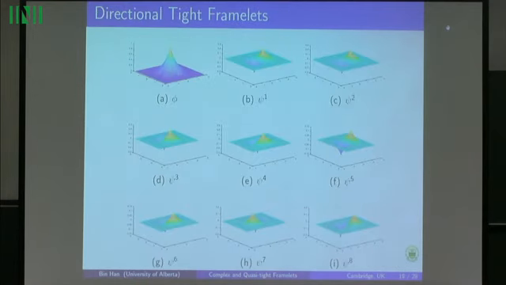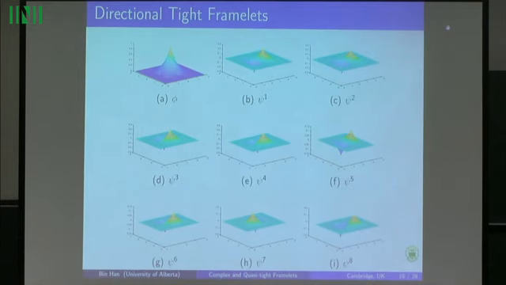And you can also look at the graphs here. You can see it clearly. All of them have directionality. So the theory means there's no constraint anymore. You can construct quasi-tight framelets with directionality from any refinement functions in any dimension.